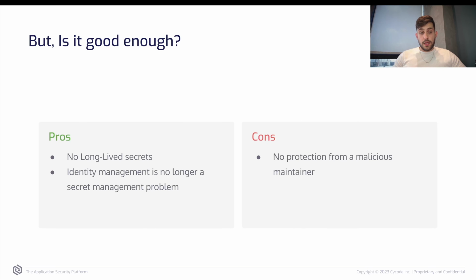So, is it good enough? We have no long-lived keys, where identity management is no longer a secret management problem, meaning we don't have to worry about where we are storing the secret, or if it got exfiltrated, because they are temporary secrets and not long-lived ones. But what are we doing against a malicious maintainer, meaning a malicious user that has push permissions to the repository, and will be able to trigger that pipeline and push malicious artifacts?